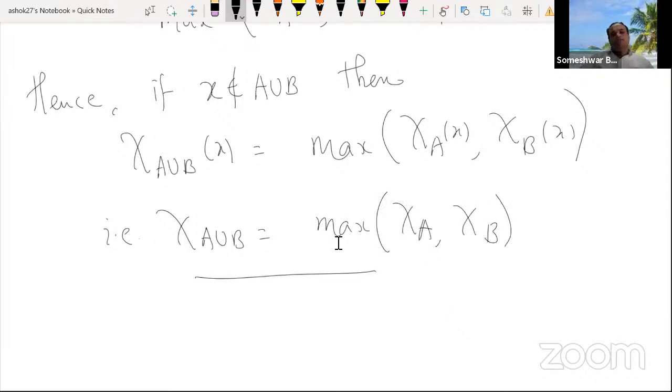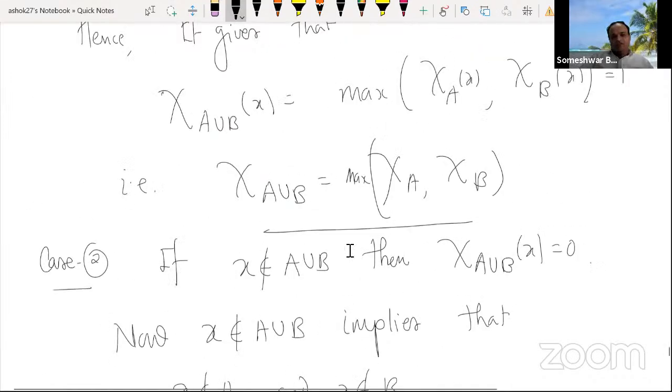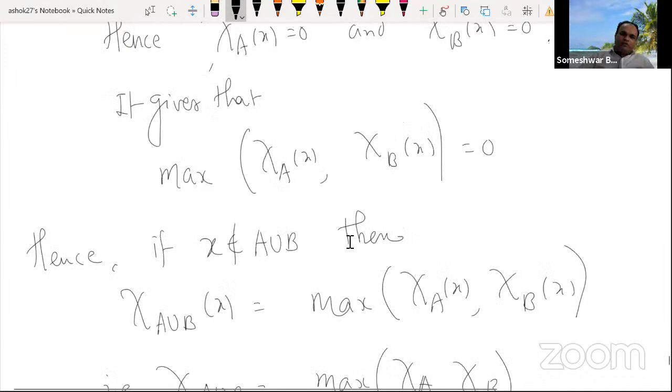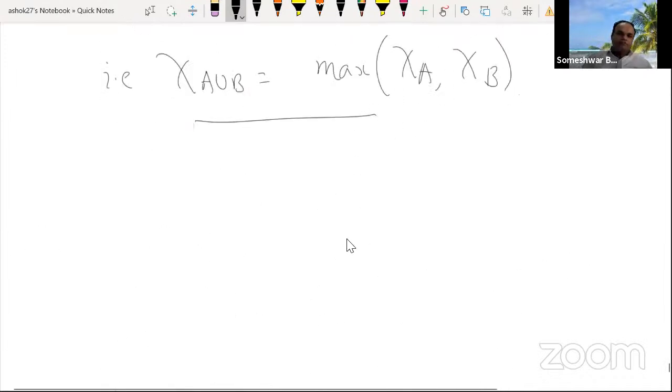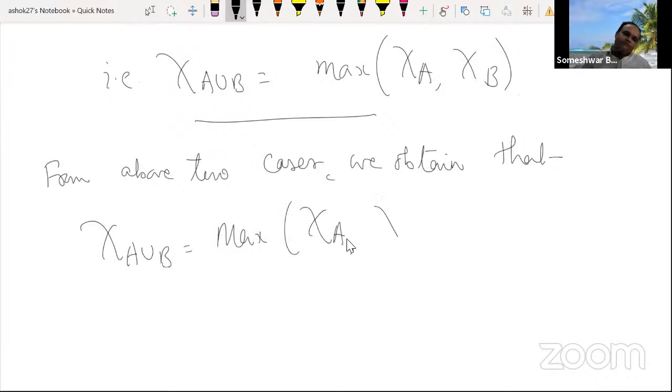So we proved this property in both cases, that is, if X is an element of A union B and X is not an element of A union B. So from the above two cases, we obtain that chi of A union B is equal to the maximum of chi of A and chi of B. So that is our first property. Proof of the first property.